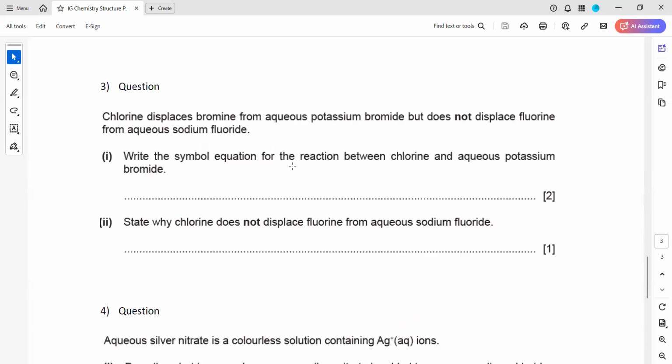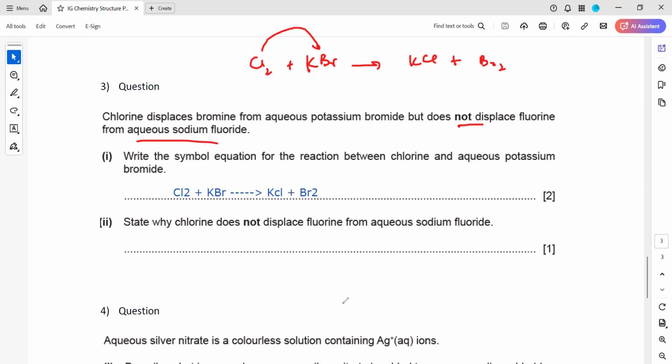Question 3: chlorine displaces bromine from aqueous potassium bromide. Like we have potassium bromide, KBr. When we react it with chlorine, the chlorine displaces bromine. As a result, it will produce potassium chloride plus bromine. But it does not displace fluorine from aqueous sodium fluoride. So we have Cl2 plus KBr, and it should be balanced. Why is it 2 marks? 1 mark is for writing the correct product, 1 mark is for balancing. So to balance, we put 2 here and we also put 2 here.